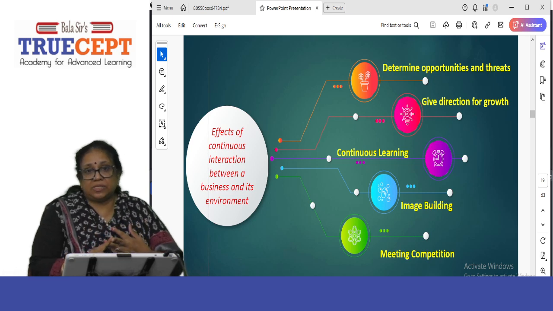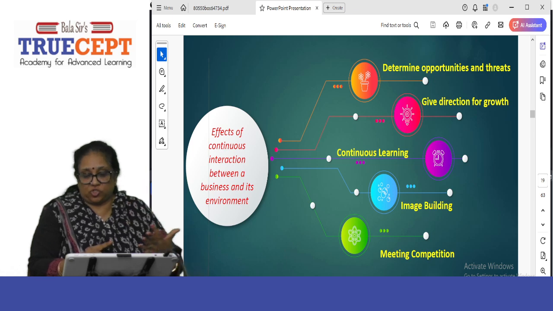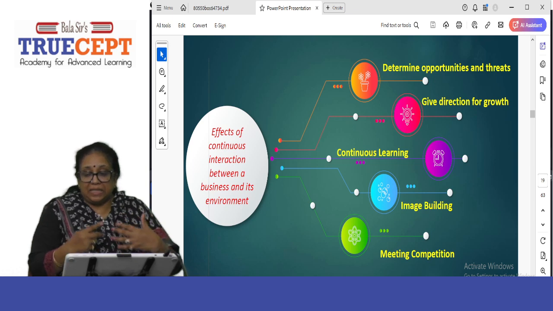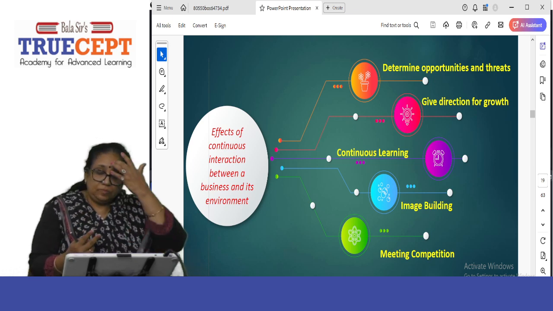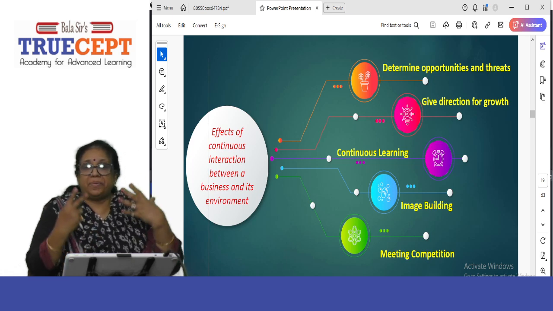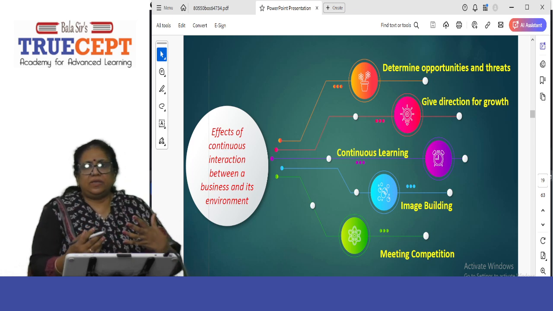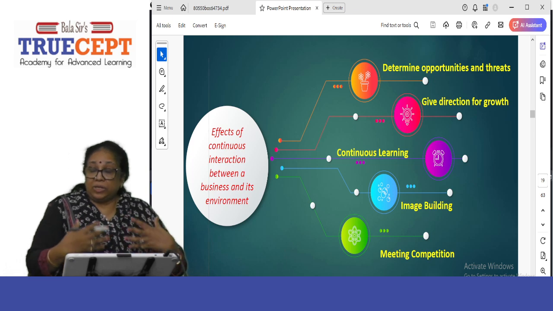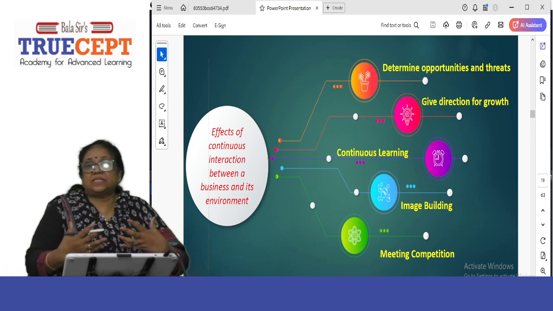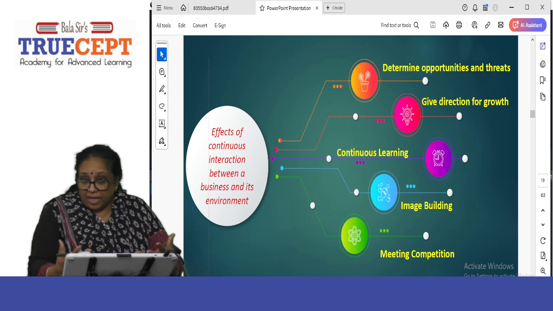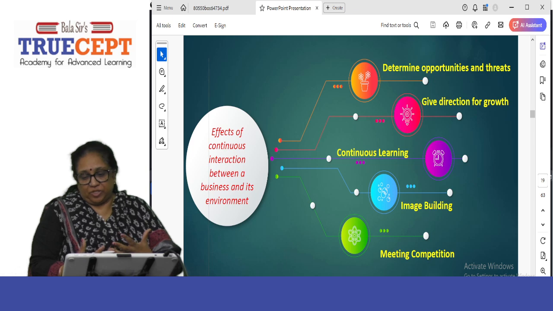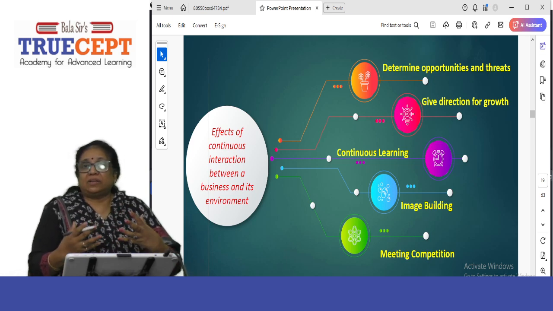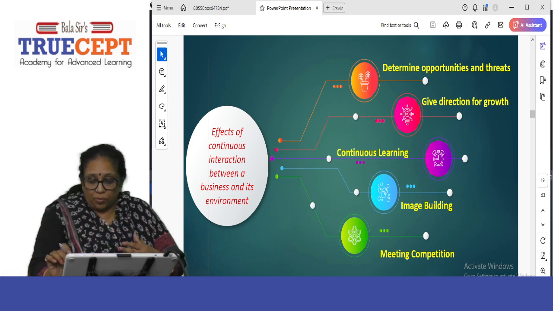The continuous learning, because the environment is always changing, and you have image building. How to build the image? Image building is basically branding your company. We always know what are Tata and Sons, what is Reliance, that is image building. Nowadays, even CEOs are putting themselves as a brand image there. Then you have meeting the competition. See, meeting the competition will only tell you what are the threats they are going to pose for you. This is how it goes.